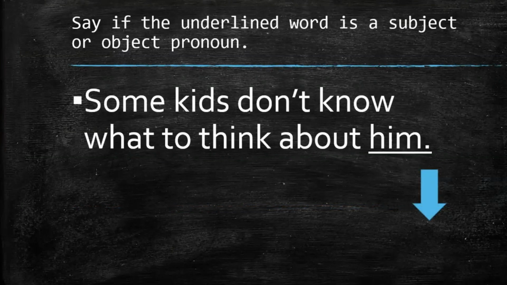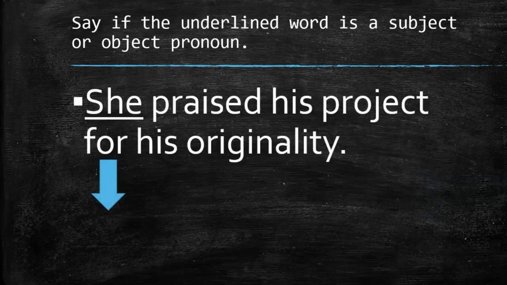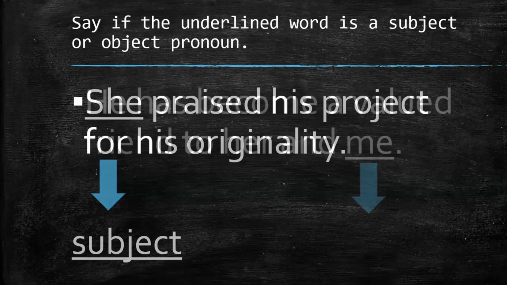So you're going to say if the underlined word is a subject or object pronoun. Some kids don't know what to think about him. Okay? If you said object pronoun, you're right. Let's see the next one. She praised his project for his originality. Okay, nice. Yes, this one is a subject pronoun.